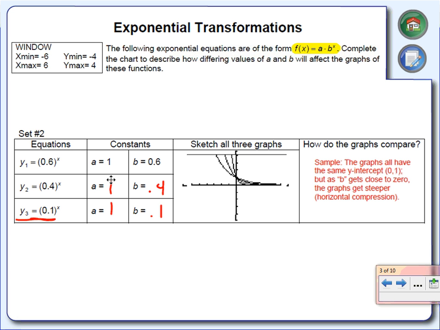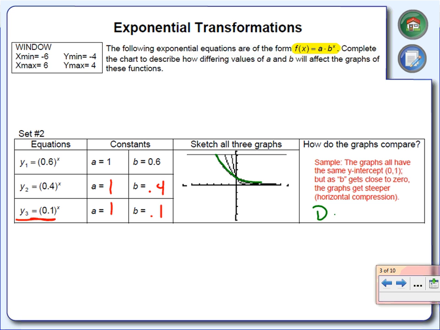I don't know. You tell me. When you say exponential decay, what does decay mean? Because I don't think anybody else knows. Decrease. That's the word I was looking for. Notice this time the graph decreases. It starts up here and then it goes down. So notice this time the graphs are decreasing. Make sure we include that.